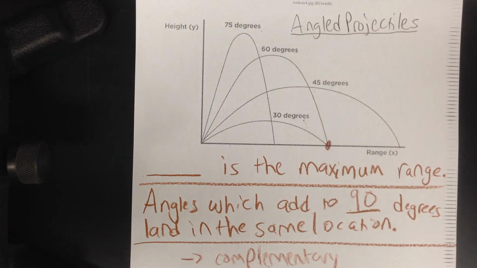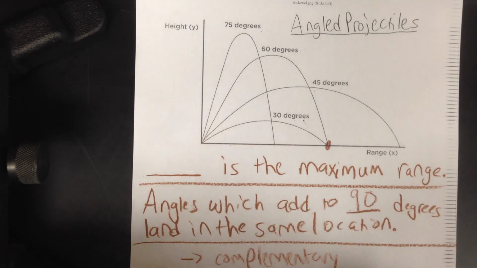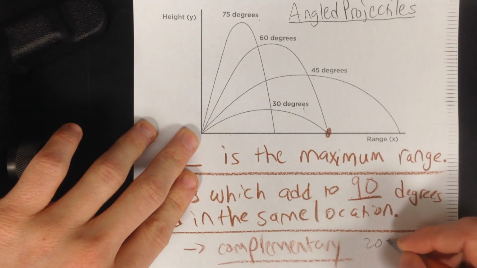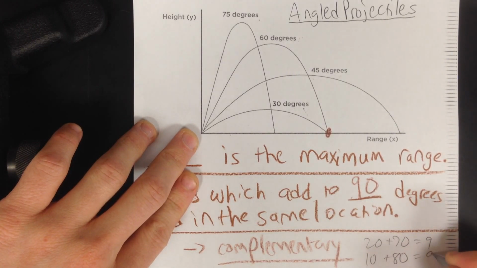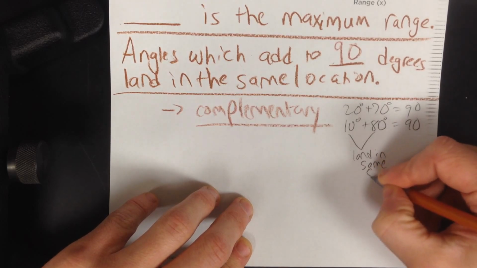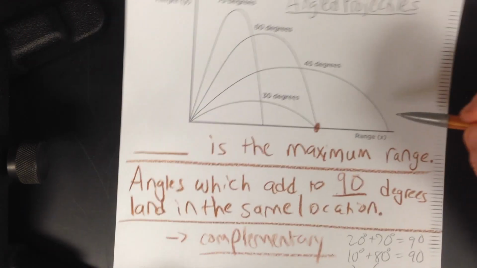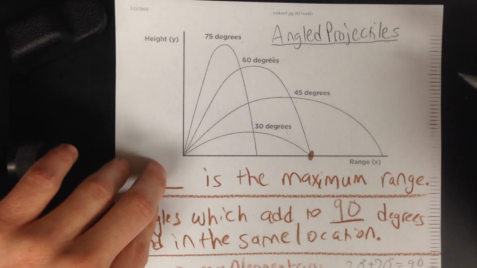Right? So 30 and 60, another pair would be 20 and 70, land in the same spot because they're both complementary angles, right? Or 10 and 80. 20 plus 70 equals 90. Let's see, 10 and 80 equals 90. So those pairs, those degrees, they land in the same spot. The 80 and the 70 go much higher, kind of like the 60 does, but the 20 and the 10 are kind of flat, but they both go the same distance.